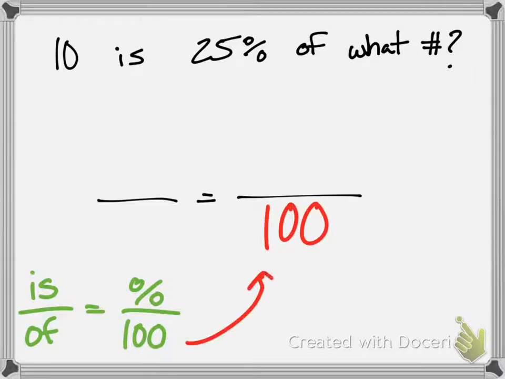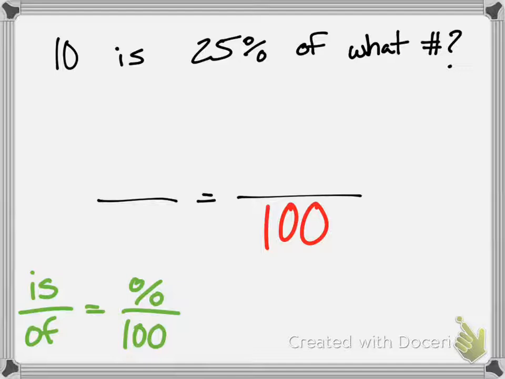So the 100 always stays the same. The 100 at the bottom never changes. So that is always there. We always have is over of equals percent over 100. We might not know what these numbers are going to be, but this number will always be here.